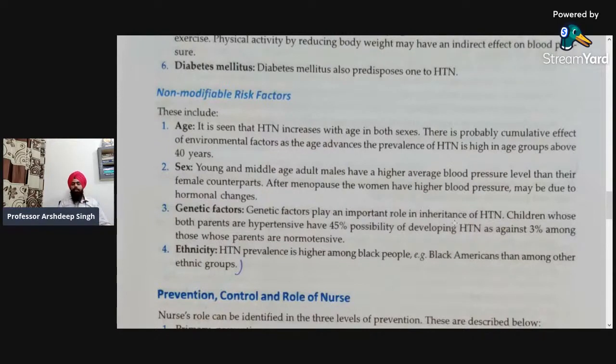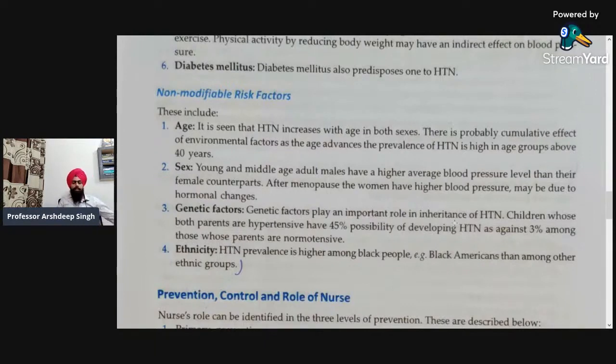It is seen that hypertension increases with age in both sexes. There is probably a cumulative effect of environmental factors as age advances, and the prevalence of hypertension is high in the age groups above 40 years. So it is written here that persons above 40 years have more risk than any other age group.